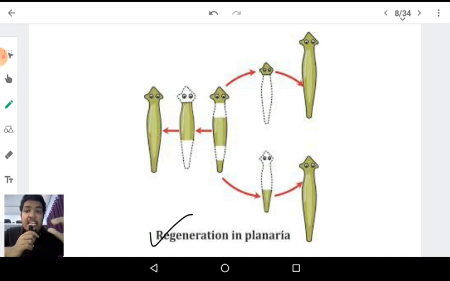We have seen regeneration in lizards also, but that is not a method of reproduction. But here in planaria, regeneration can result in the formation of a complete organism. That is why in planaria it acts as a method of reproduction. So in some organisms, regeneration can be a defense mechanism like in lizards, but in some other organisms, it can be a process of reproduction as well.